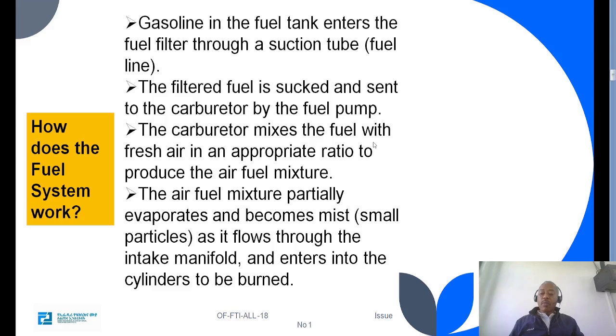How does the fuel system work? Gasoline in the fuel tank enters the fuel filter through a suction tube. The filtered fuel is sucked and sent to the carburetor by the fuel pump. The carburetor mixes the fuel with fresh air in appropriate ratio to produce the air-fuel mixture. The air-fuel mixture partially evaporates and becomes mist or small particles as it flows through the intake manifold and enters into the cylinder to be burned.